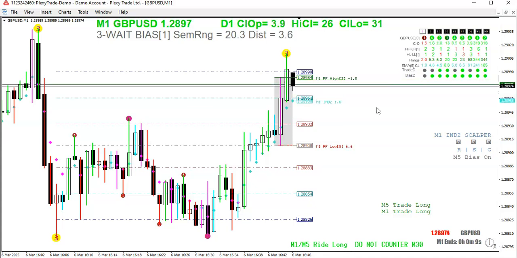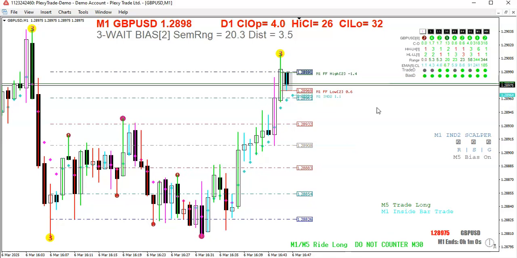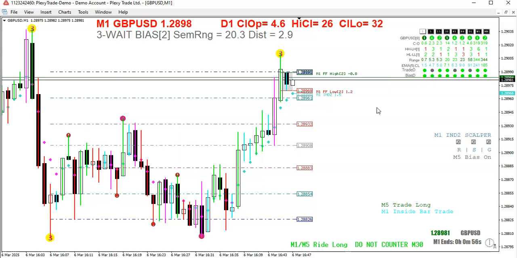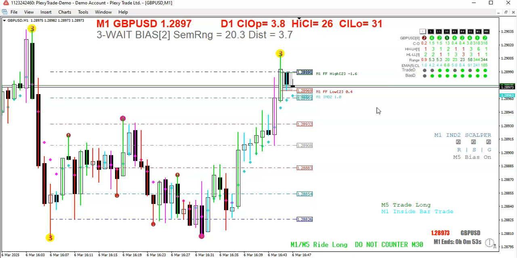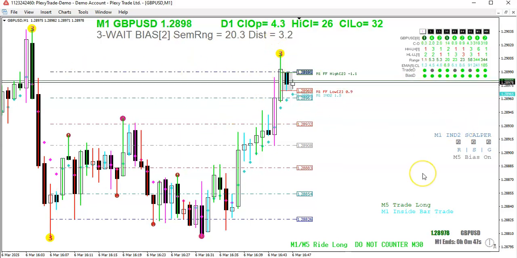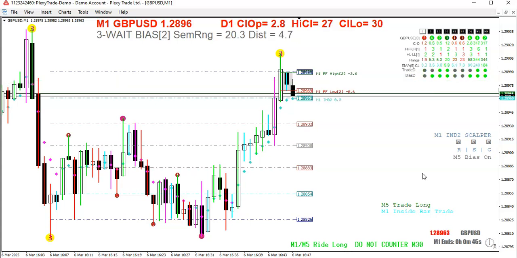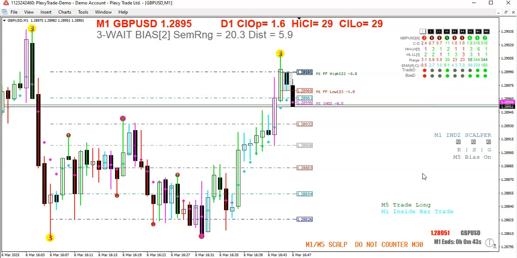It's more of a comforting thought than anything else. Let's see what else I do. One of the things I do is look at where the last three ball was, and a lot of times I don't want to trade against it.